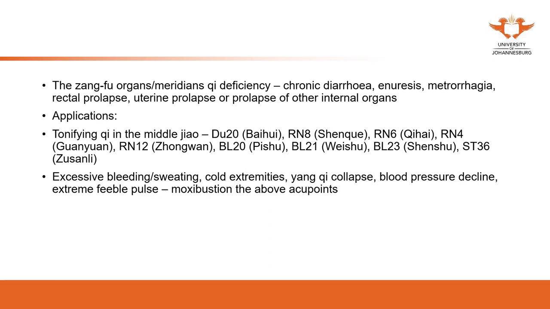Zang Fu organs or meridians qi deficiency. These are some examples of qi deficiency of Zang Fu organs. And apart from these manifestations, we also may see other manifestations due to different organs. So what should we do in this situation? We can tonify the qi in the middle jiao. We can use CV 12, CV 8, CV 6, CV 4, bladder 20, bladder 21, bladder 23, stomach 36.